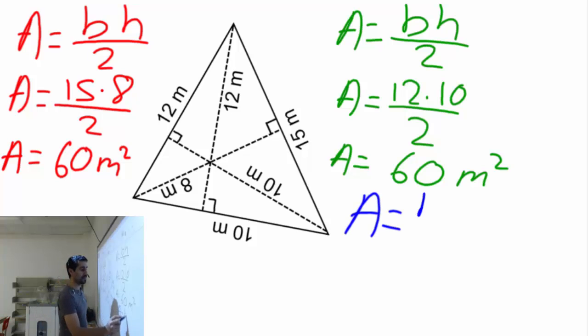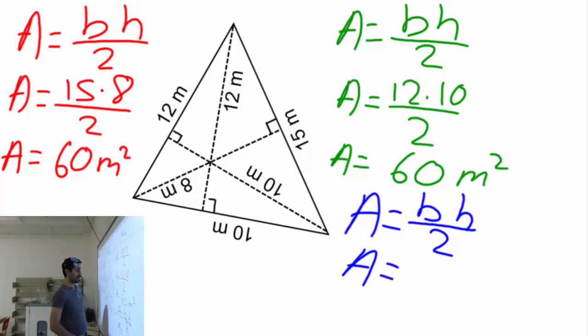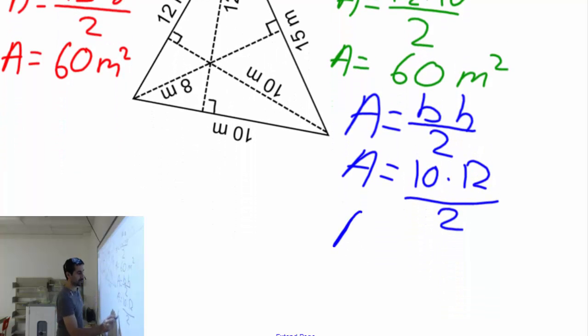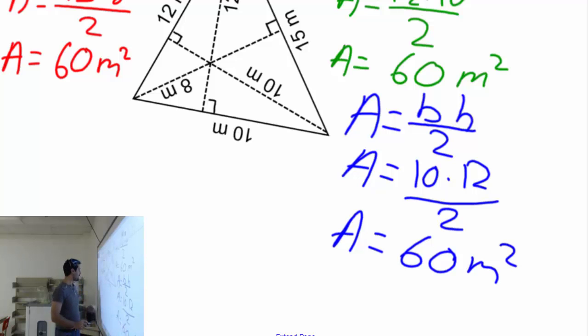Area equals base times height. Never be tired of writing the same formula. It will help you a lot. Area equals base, in this case, 10, times height, 12, divided by 2. And that will give you area equals 60 meter square again.